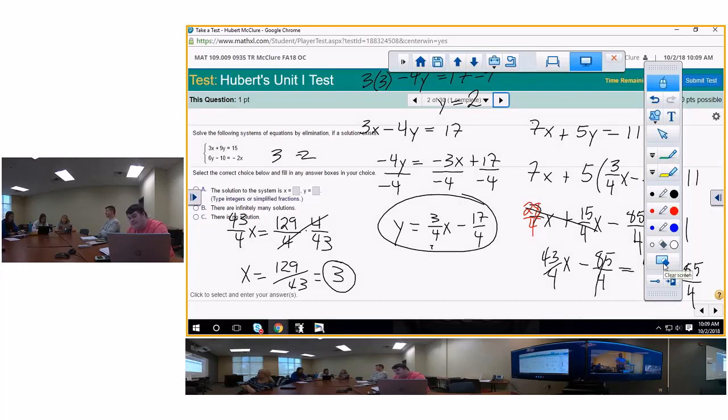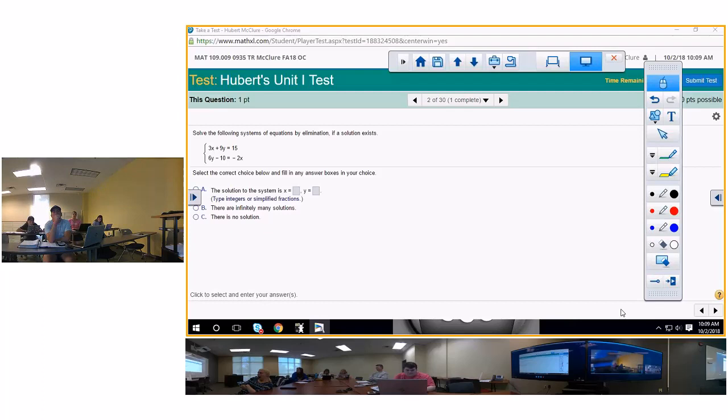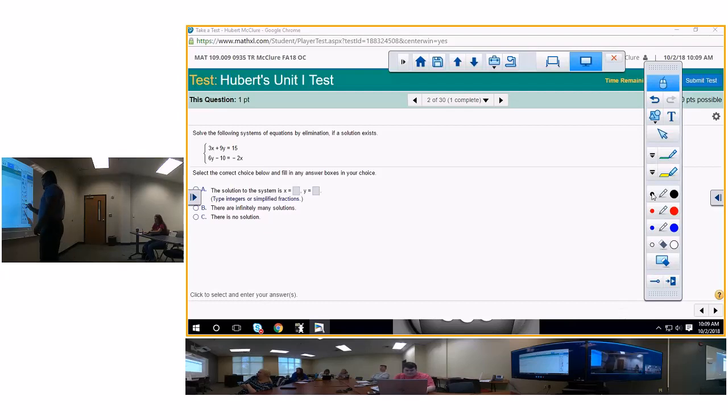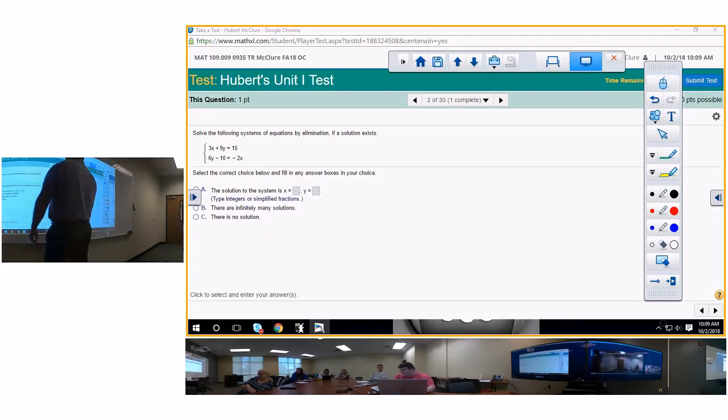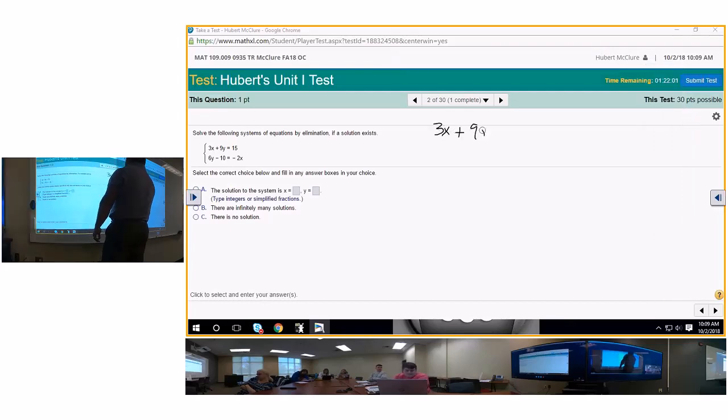Elimination. We'll go ahead and do this one because we're going to do 3 methods. After I do the 3 methods, I'm not going to go over the same thing over and over. But 3x plus 9y is equal to 15, and then 6.